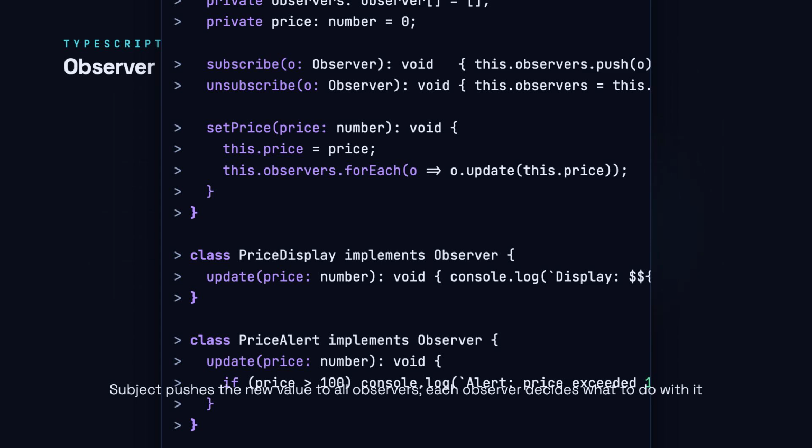Price display always logs the price. Price alert only logs when the price exceeds 100. At the bottom, we create the subject and two observers, subscribe both, then call set price twice. The first call at 95 triggers the display but not the alert. The second call at 110 triggers both. Notice that stock subject never imports price display or price alert. It only knows the observer interface.